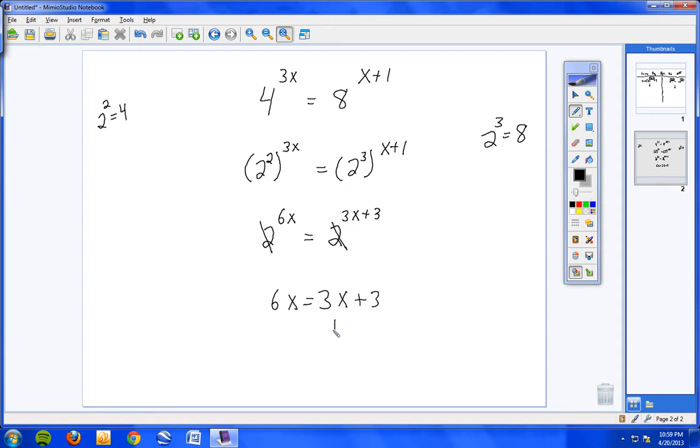Well, that's pretty easy now. Bring the 3x over and make it a negative 3x. And that leaves me with 3x equals 3. Divide both sides by 3. And x equals 1. There we go. Not too bad. Okay? All right, let's try another one.